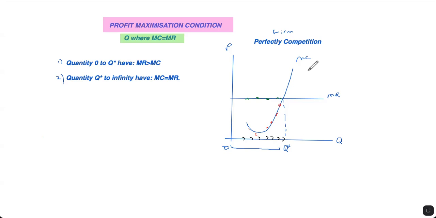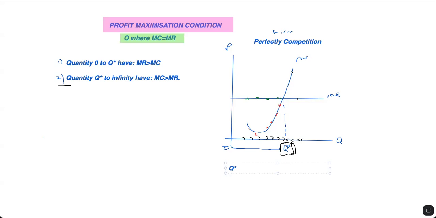And then in this other region here, you have the opposite effect. You have scenario 2, where quantity Q star to infinity have marginal costs greater than marginal revenue. Cost greater than revenue. So this is a bad situation. Total profit is falling. And as a result, you would stabilize at Q star, and Q star becomes the outcome that maximizes your profit.